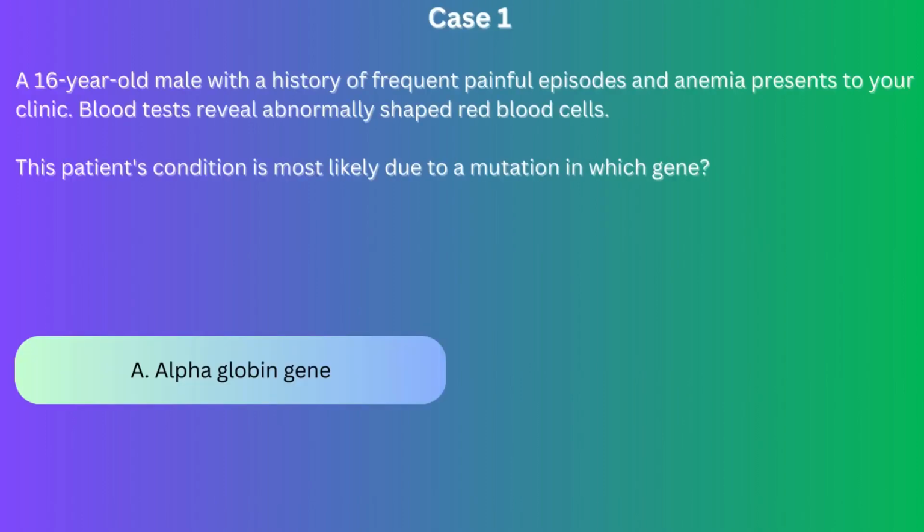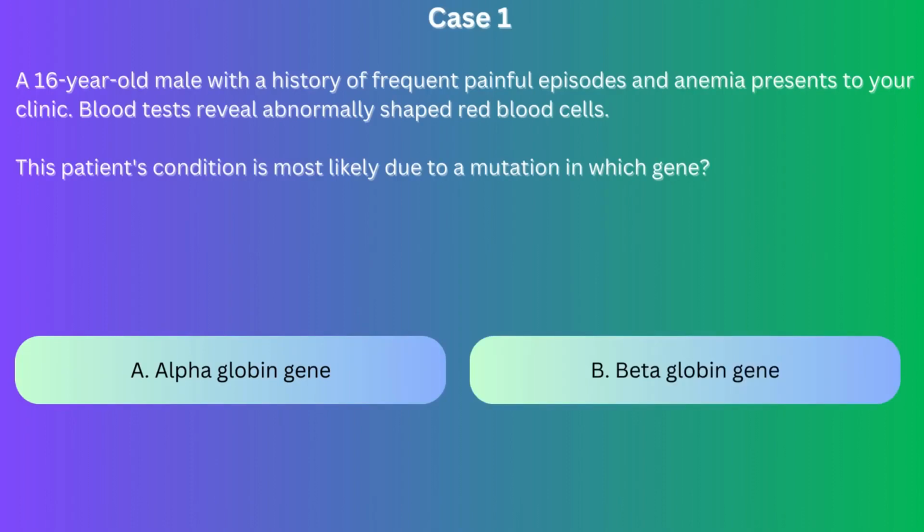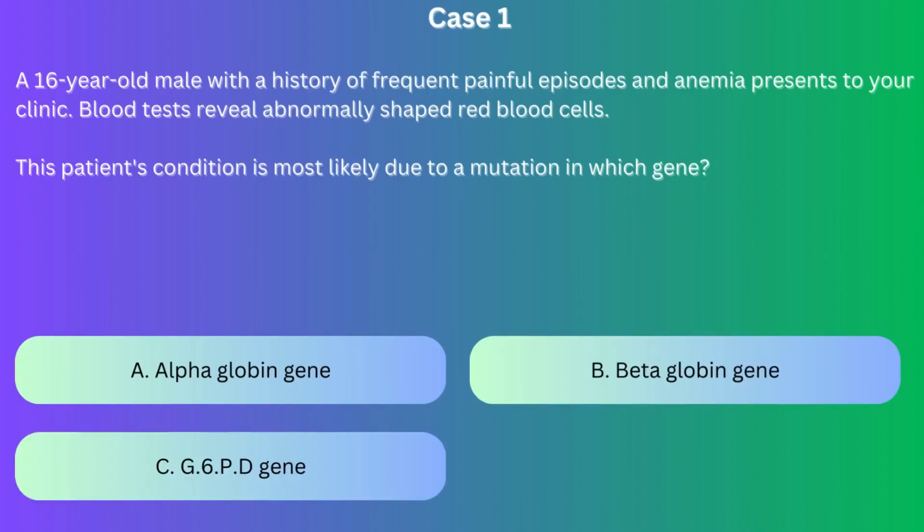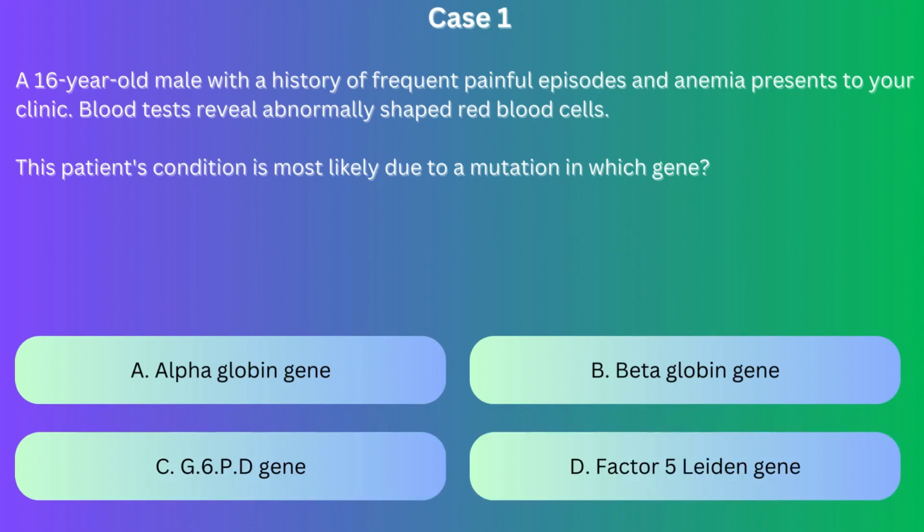A. Alpha-globin gene. B. Beta-globin gene. C. G6PD gene. D. Factor V Leiden gene.